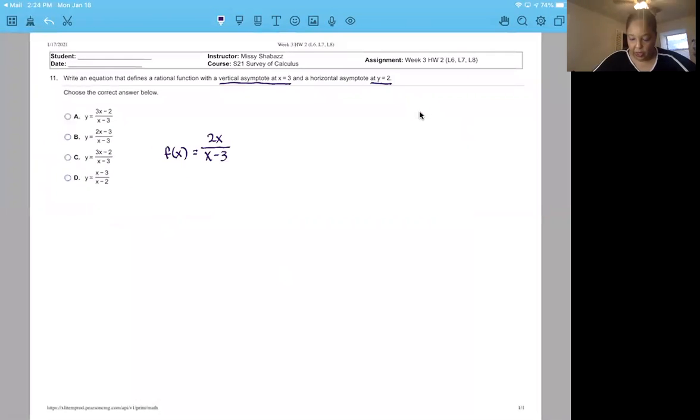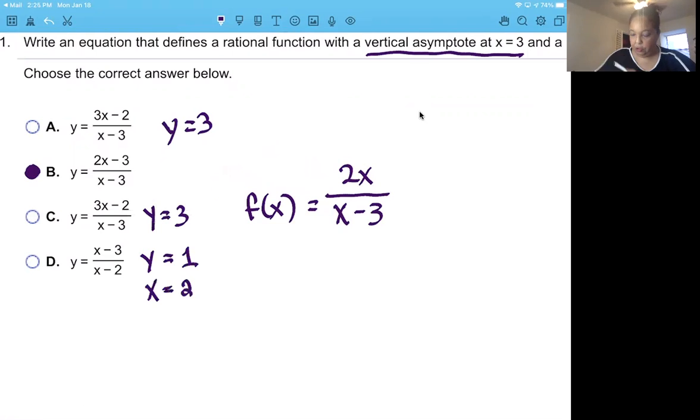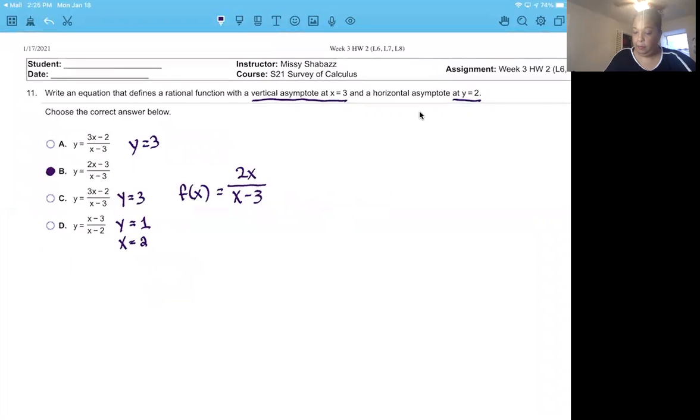So now we are going to look at our options. And the only option that could be a possibility is B, because the horizontal asymptote in this one would be y equals 3. The horizontal asymptote in this one would also be y equals 3. And the horizontal asymptote in this one would be y equals 1, and the vertical asymptote would be x equals 2. All right, so our answer is B.